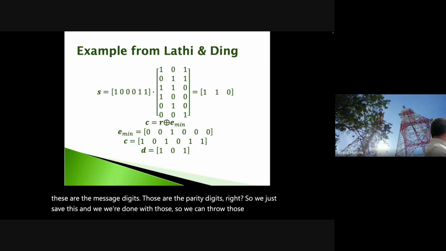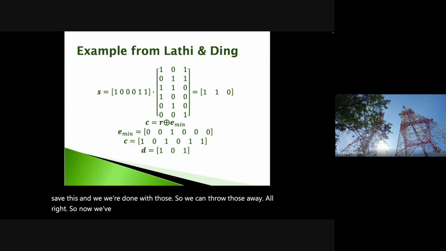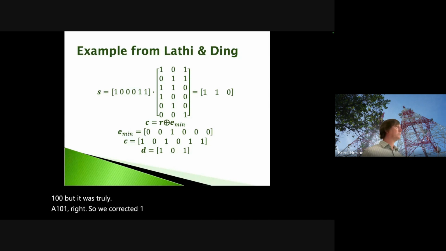So now we've received this, and we see that we would have naively just assumed that it was 1, 0, 0, 1, 0, 0, but it was truly a 1, 0, 1, right? So we corrected 1 bit in that process.